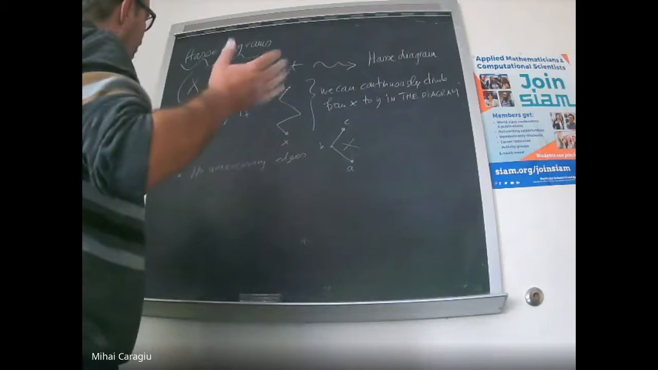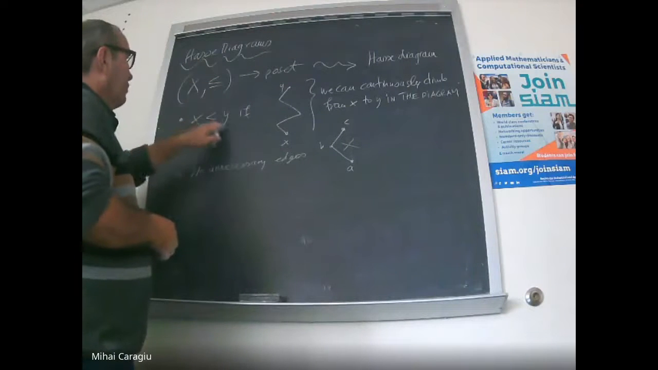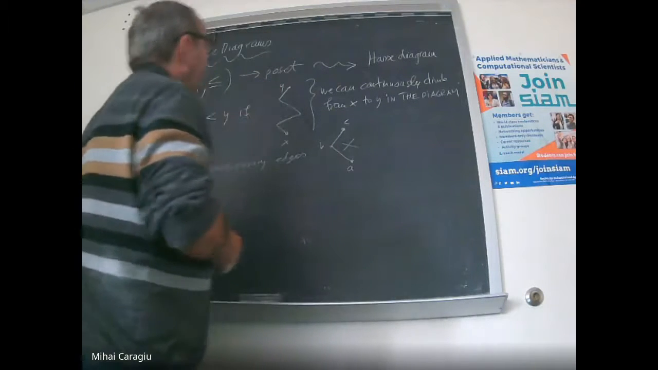And the definition of the order: x is strictly less than y. So think about elements that are not equal. If they are equal, they are equal. But if they are not equal, x is less than y if I can continuously climb in a diagram from x to y.